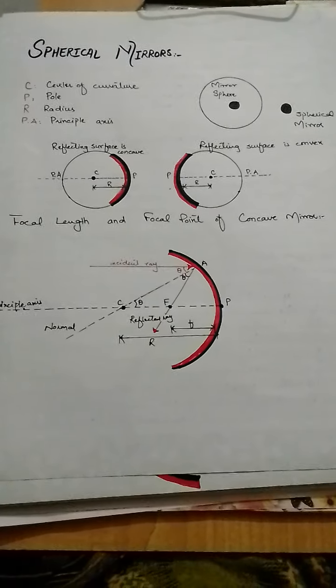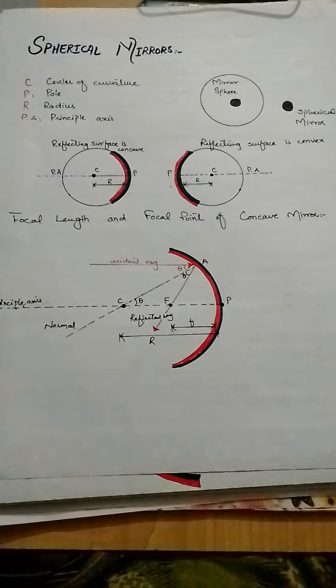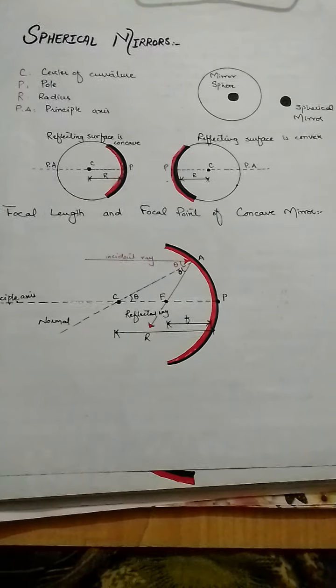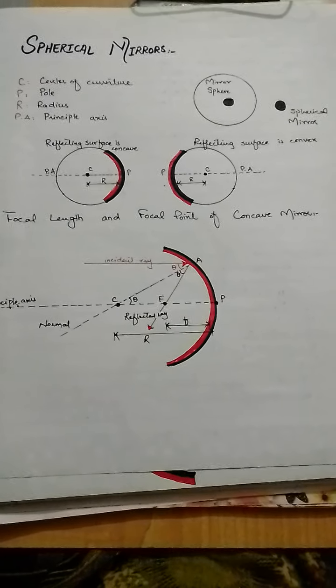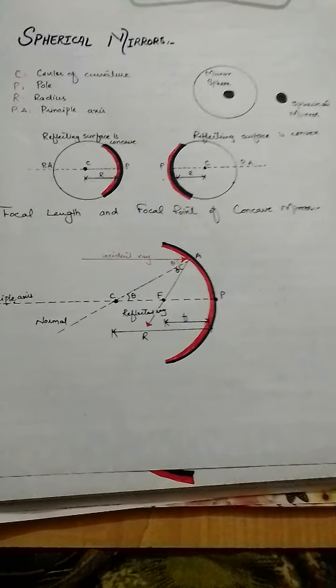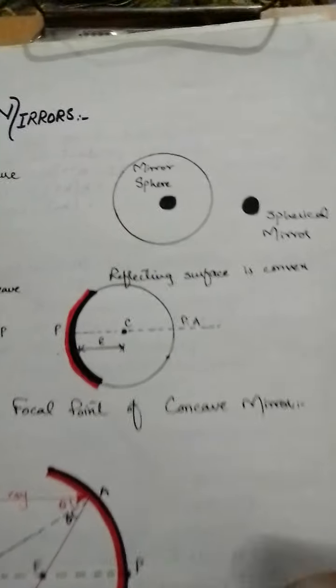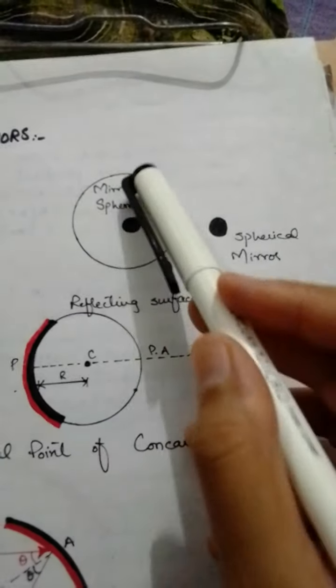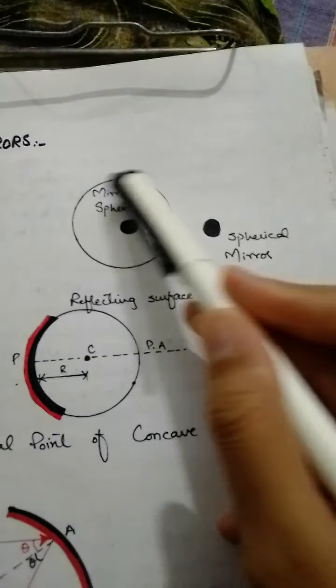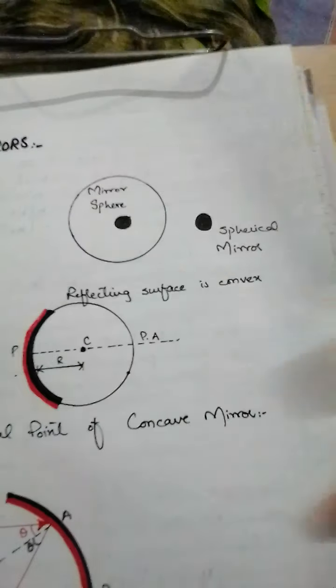This is going to be a little long one. So first we will start with what exactly are spherical mirrors. First see this image. Here we have taken a sphere. Don't take it as a circle, it is a sphere.